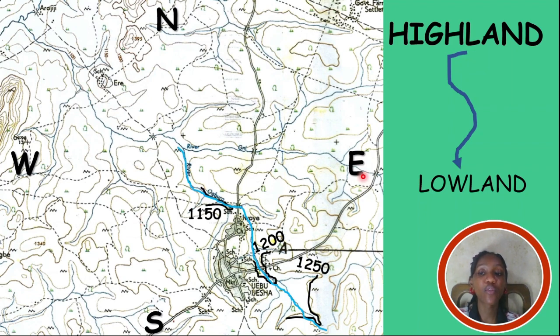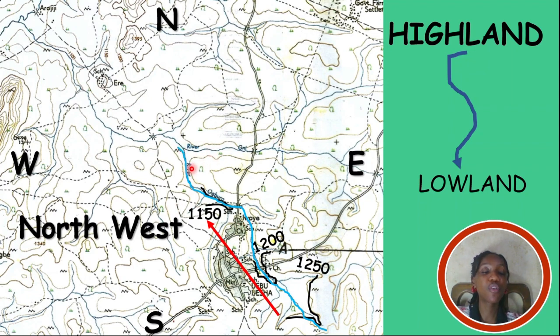Don't forget that the river flows from highland, where we have larger contours, to lowlands. And we can see that the contour line is decreasing as we go from 1,250, 1,200, 1,150. And so the direction of flow of River Ogboro will be northwest. River Ogboro flows upwards and slightly to the left, that is northwest, before joining River Oni, where the two rivers form a confluence. So now moving on to the last question, 1D.